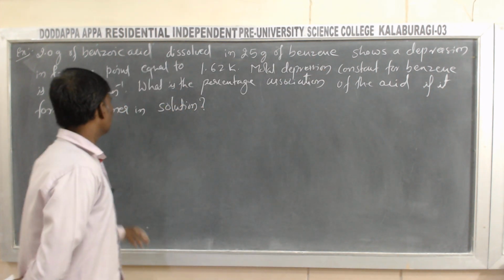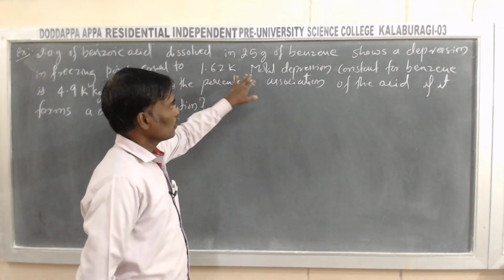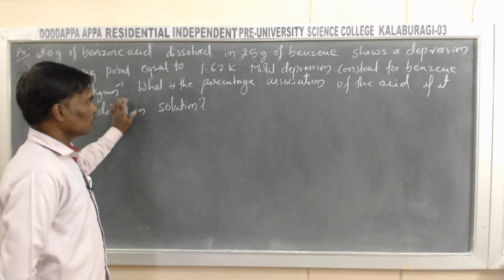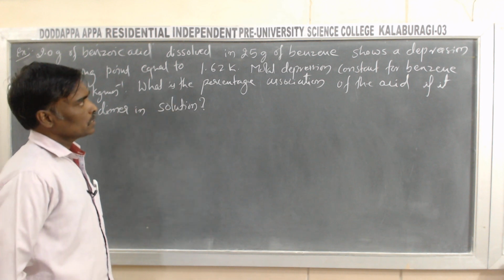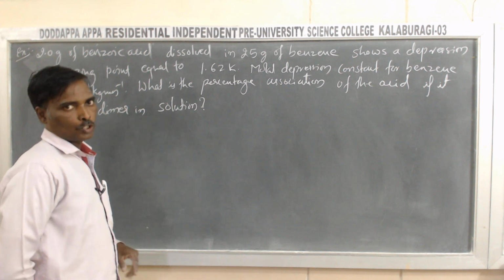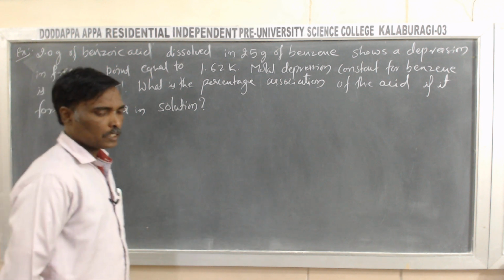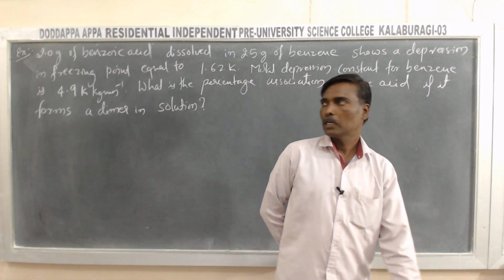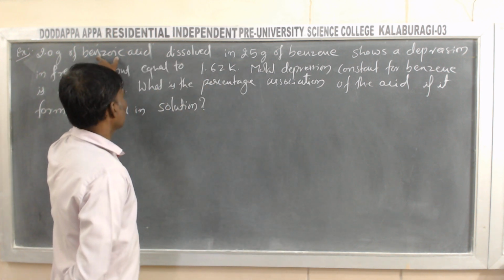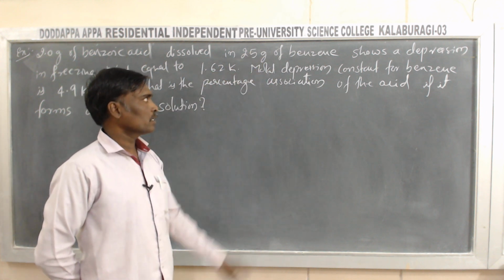It shows a depression in freezing point which is equal to 1.62 Kelvin. The molar depression constant of benzene is 4.9 Kelvin kg per mole. What is the percentage of association of the acid if it forms a dimer in the solution? So here the benzoic acid, when it is dissolved in benzene, forms a dimer. The mass of benzoic acid and benzene are given. So the mass of solute benzoic acid is 2.0 grams, dissolved in solvent benzene, 25 grams.